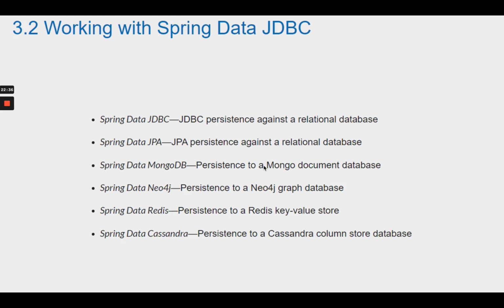Spring Data JDBC: JDBC persistence against a relational database. Spring Data JPA: JPA persistence against a relational database. Spring Data MongoDB: persistence to a Mongo document database. Spring Data Neo4j: persistence to a Neo4j graph database. Spring Data Redis: persistence to a Redis key-value store. Spring Data Cassandra: persistence to a Cassandra column store database.